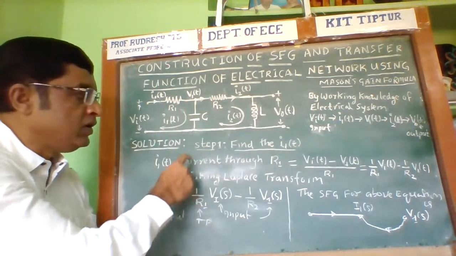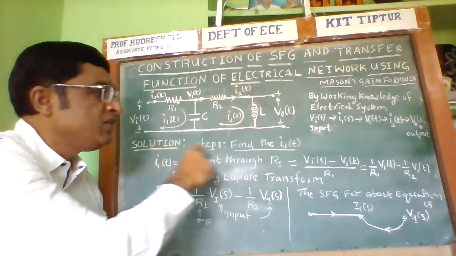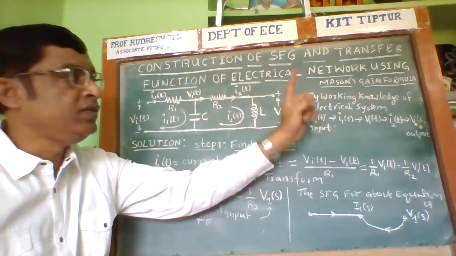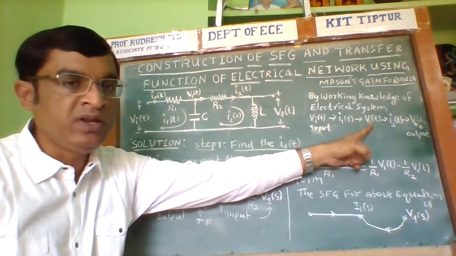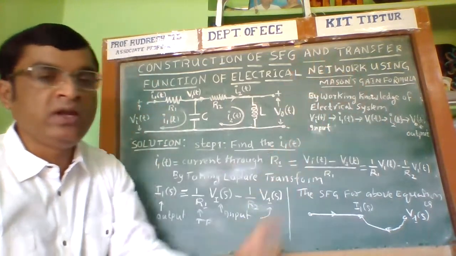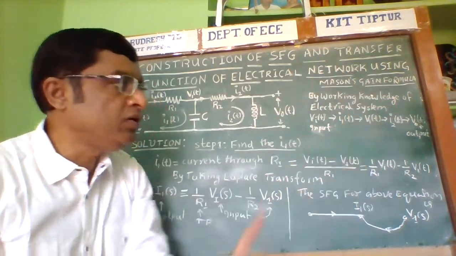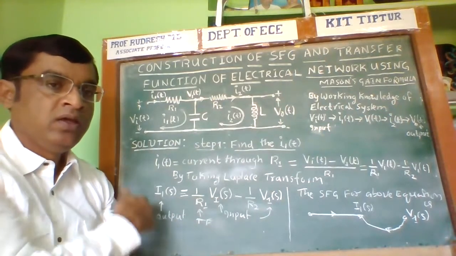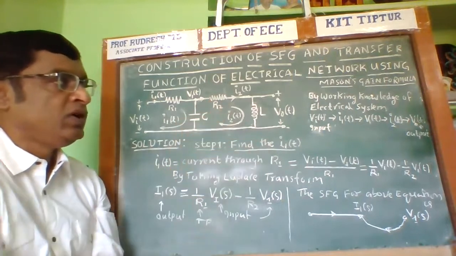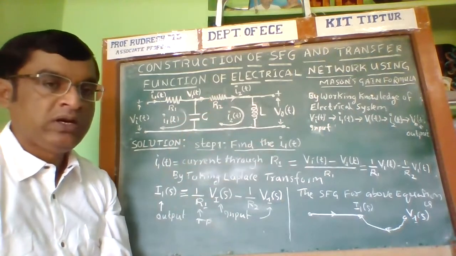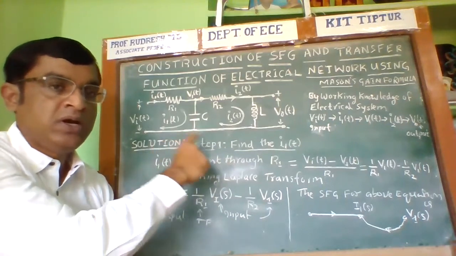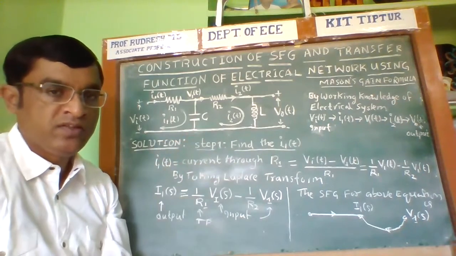Therefore, in the first step, we find I1 of t, and then we go for finding V1 of t. Then we find I2 of t, and then V naught of t. These I1 of t, V1 of t, I2 of t, V naught of t represent the differential equations of this particular electrical system.